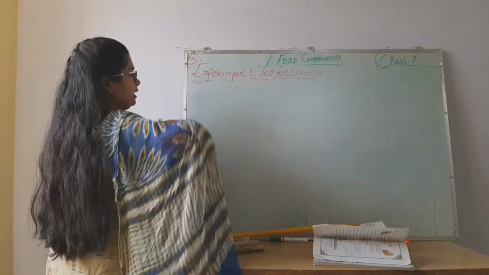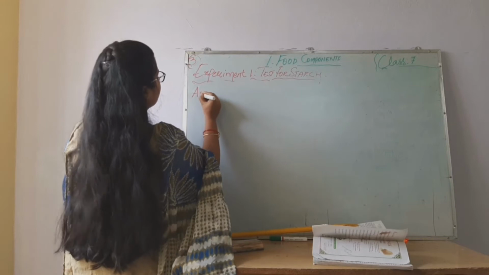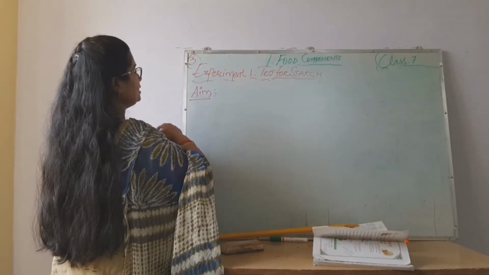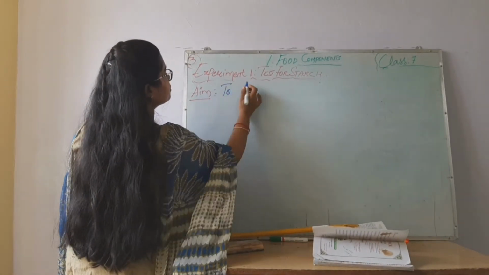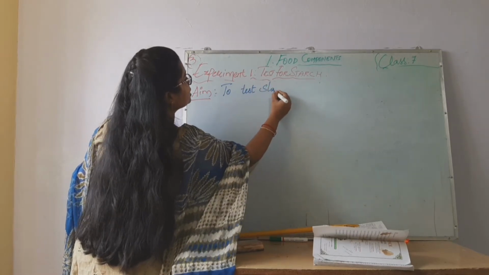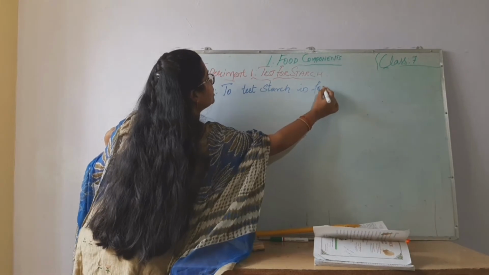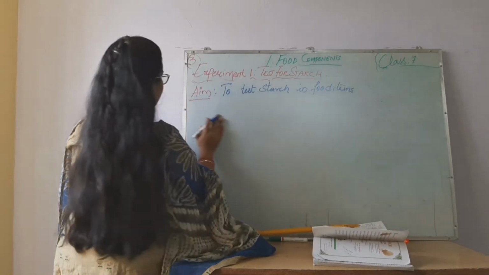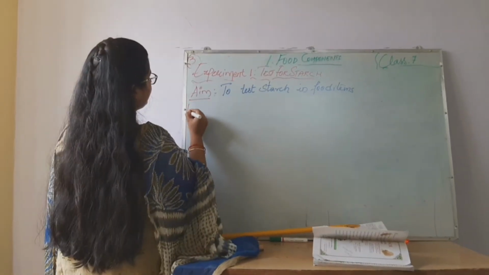First one is aim. What is the aim? To test starch in food items. And second is materials required.